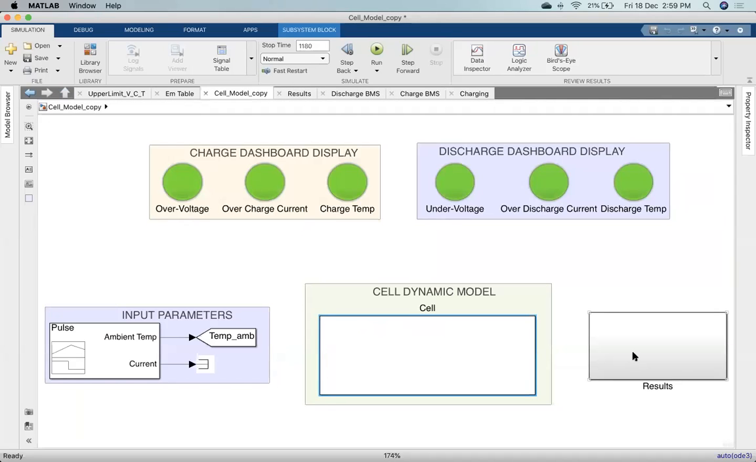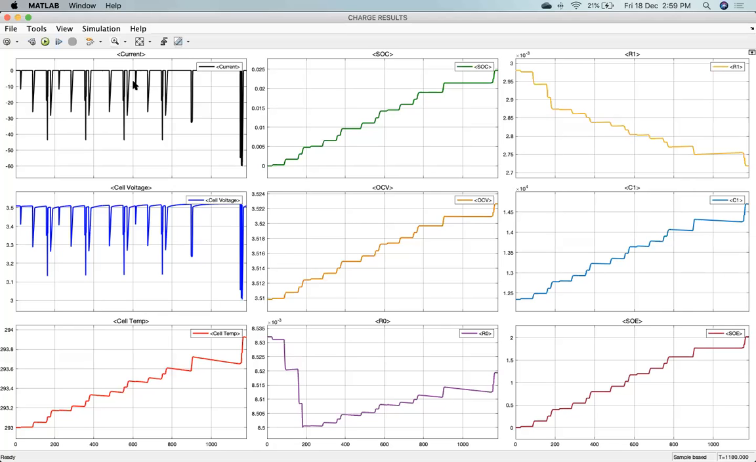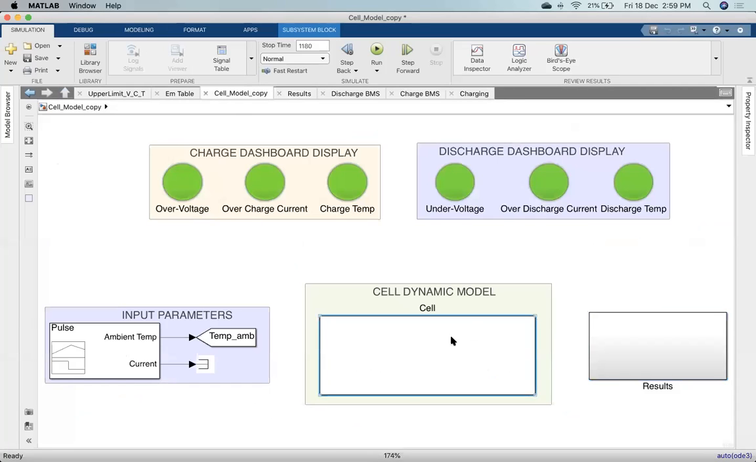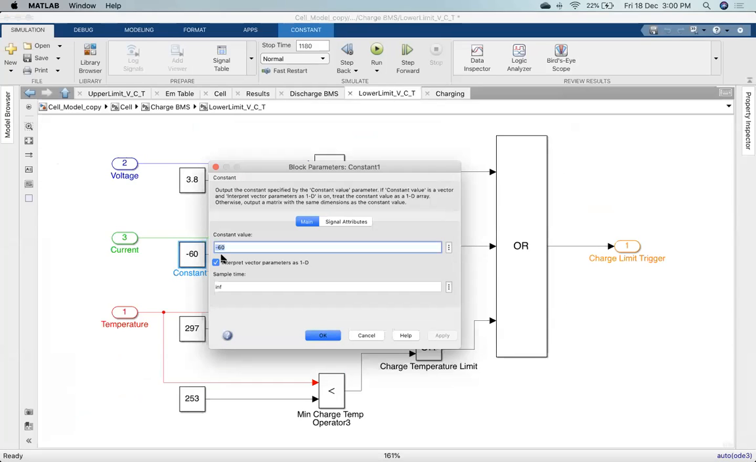So now I'll try to show you some results. So here also I converted like charge results and discharge results. So this is the charge current that the NADC current profile is giving. So if you look at over here, we are reaching like minus 60. Okay, so but now what I'm going to do is like I'm going to restrict this current at like minus 20 amps itself. Okay, so I don't want to discharge more than that. So I'll go to the charge BMS. So in the charge BMS, if you look at over here, I given minus 60. Instead of that, I'll give minus 20.